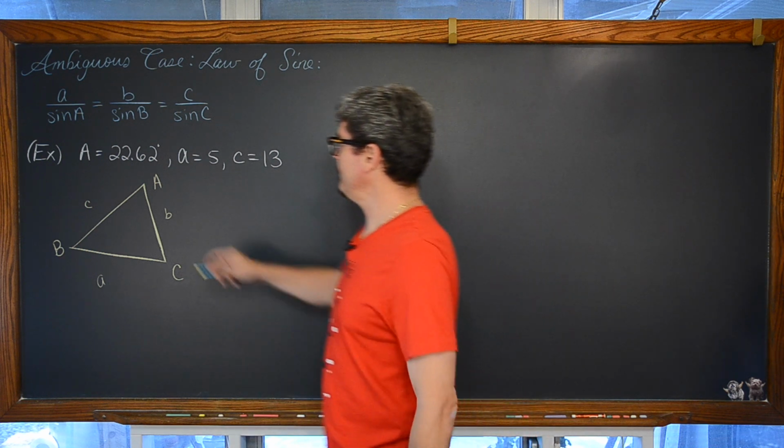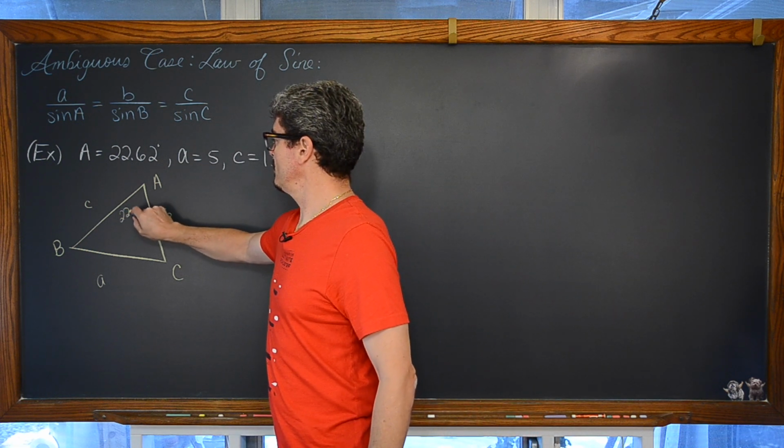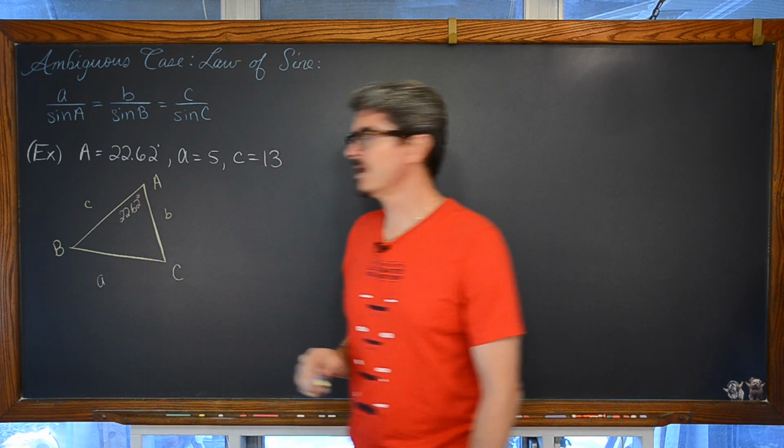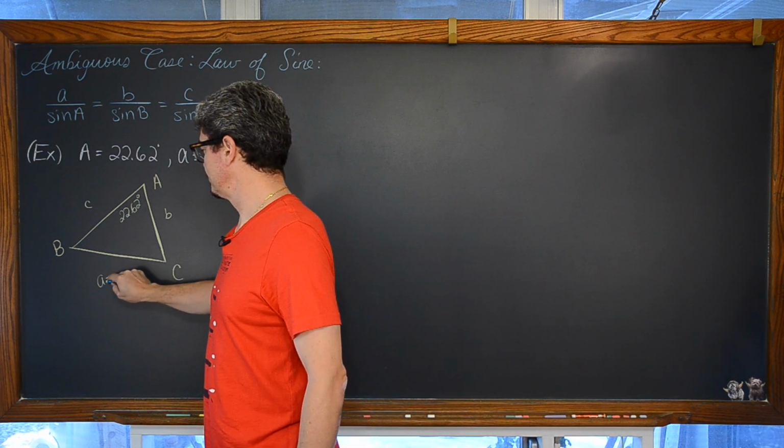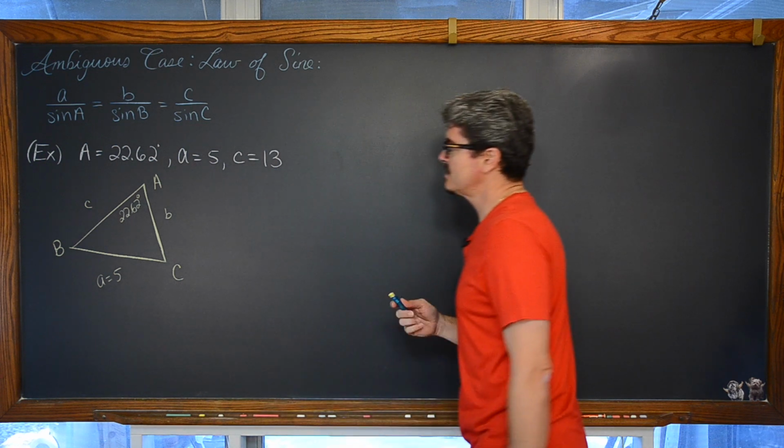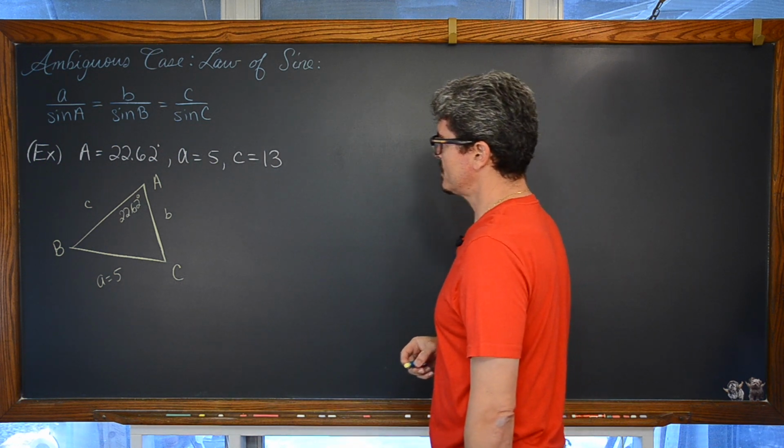We have angle A is 22.62 degrees. We have side a is equal to 5, and c is equal to 13.